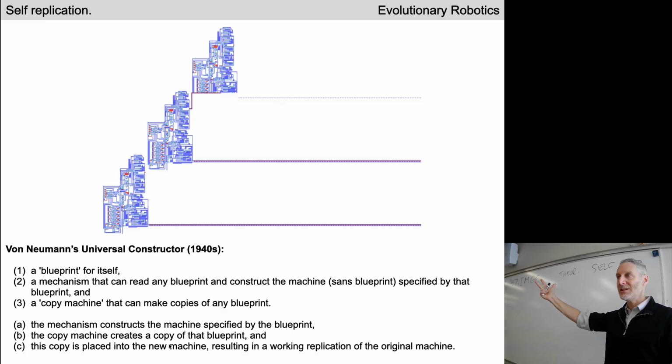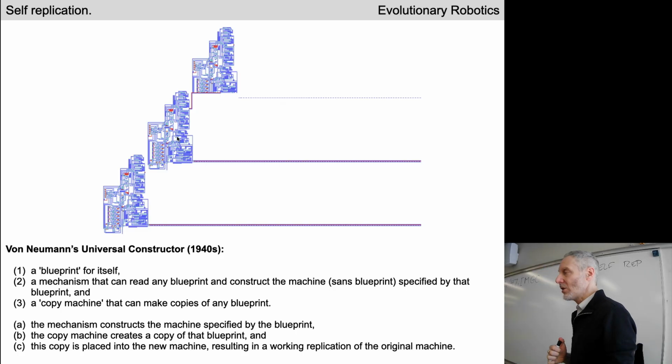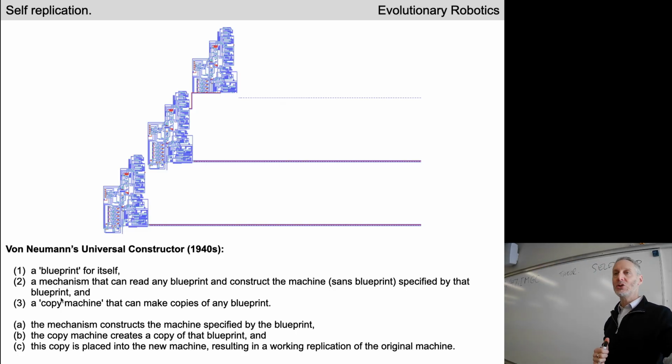So what does that new machine do? It does exactly what the original machine does, and now you have self-replication. This busy picture up here was the theoretical construct that was able to do all of these three things. In the years that followed, people figured out how to simplify this machine in theory so that it could still make copies of itself.